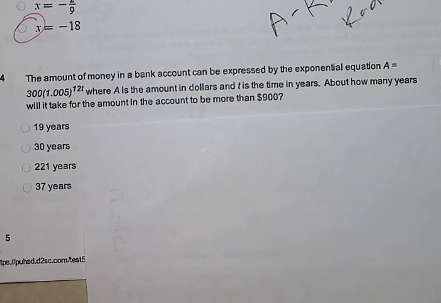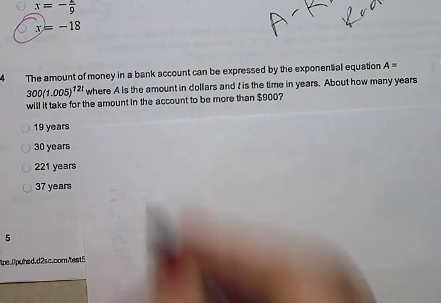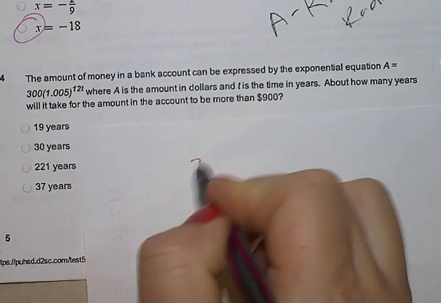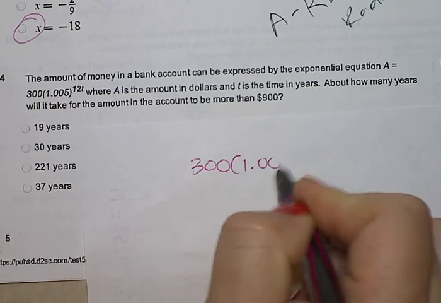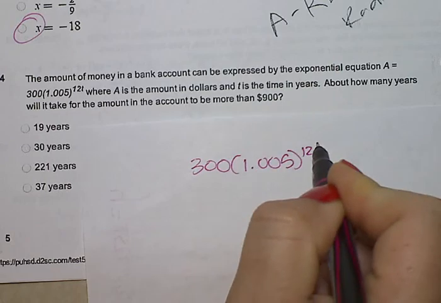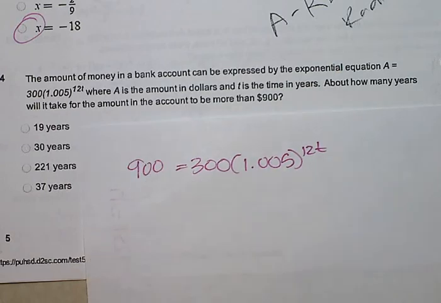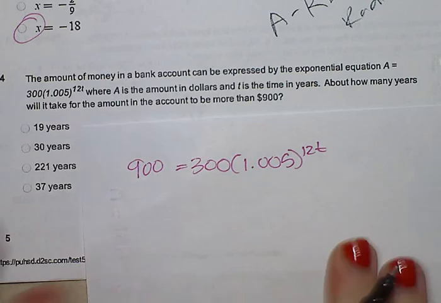Well, let's first figure out when it equals 900, and then we know any time past that point will be more than 900. So let's take this amount, and let's set it equal to 900. We're going to get an answer for t at the end. That's when it equals 900. We know any point after that will be greater than 900.